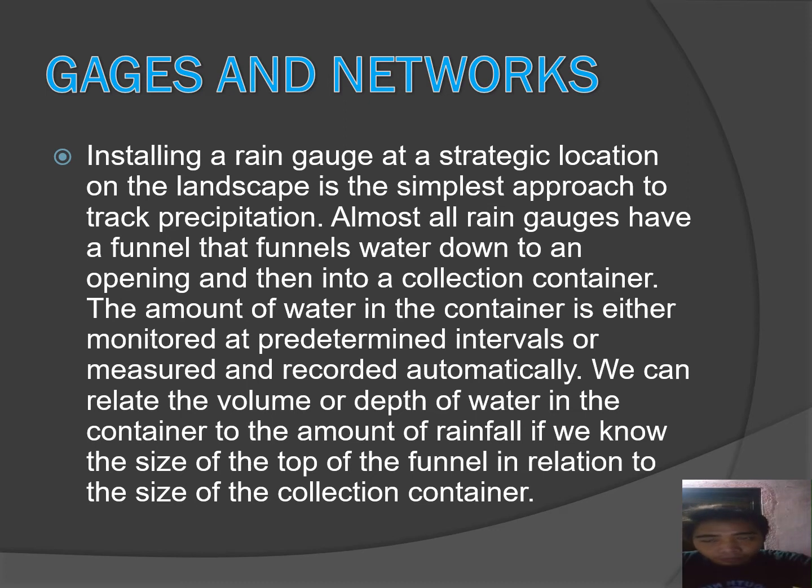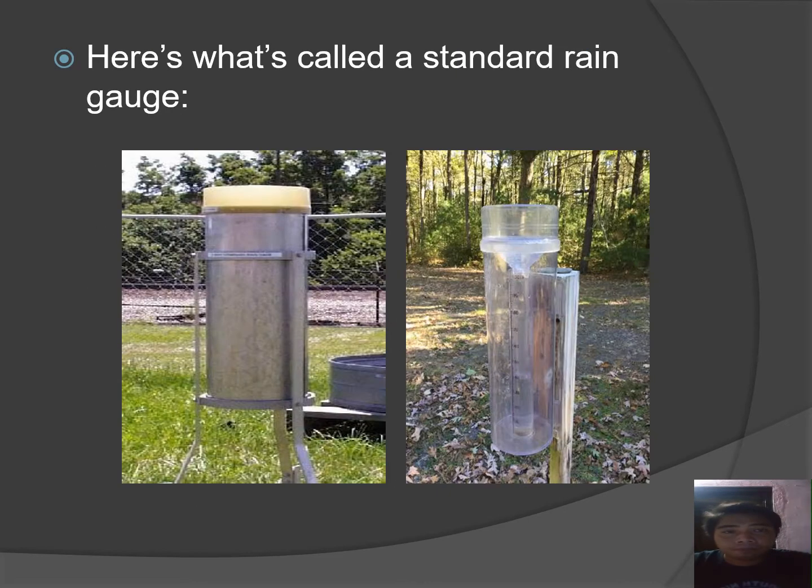Knowing the size at the top of the panel relative to the size of the collection container lets us relate the volume or depth of water in the container to the rainfall. So here's what's called a standard rain gauge. The standard instrument for the measurement of rainfall is the 203 millimeter or 8 inch rain gauge.